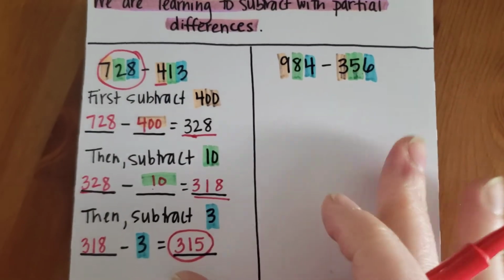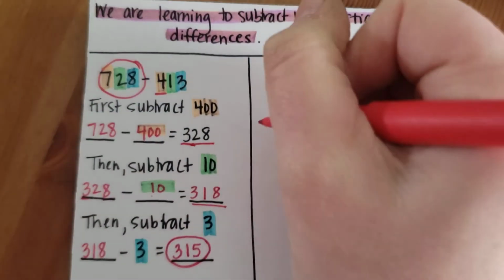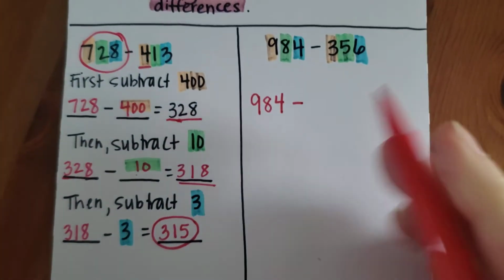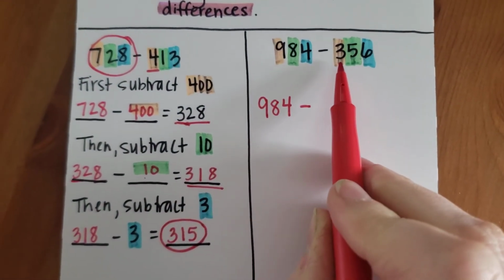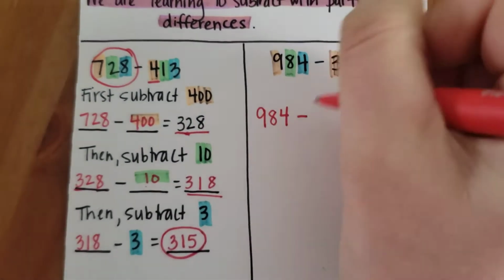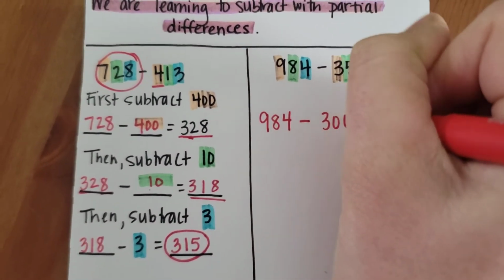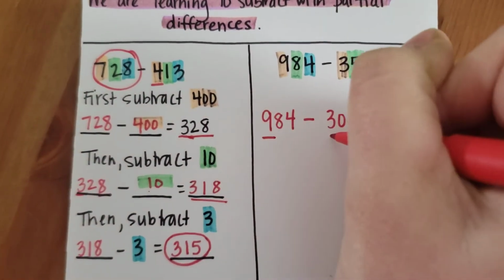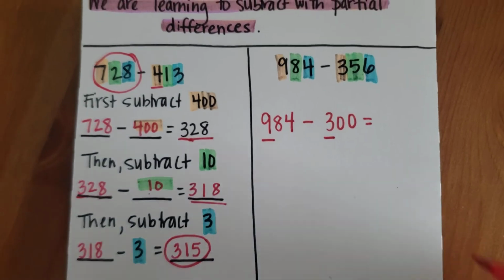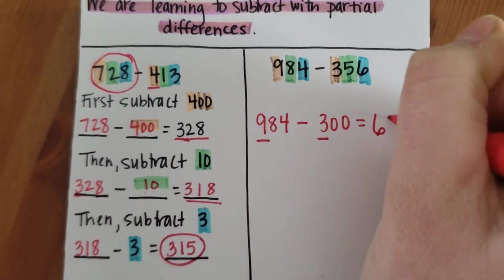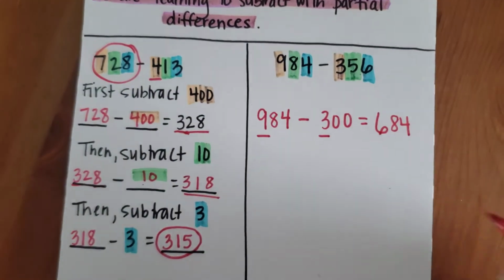So here's another one. I'm starting with 984. The first thing I need to do is subtract my hundred spot. My hundred spot has a 3, so the value is 300. So I'm going to do 984 minus 300. I'm looking at my hundred spot. 9 minus 3 equals 6. I have zeros back here, so the 84 is going to stay the same.